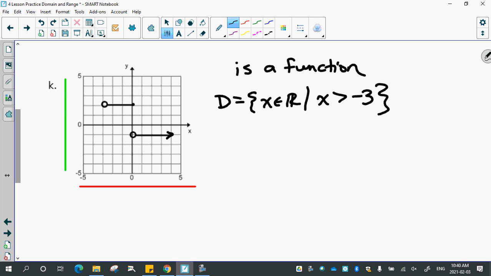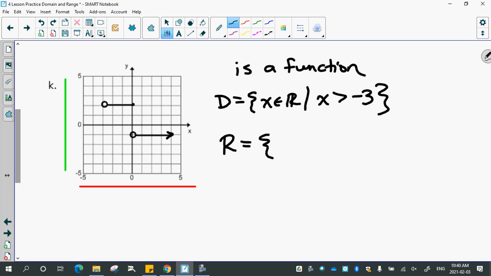My range, so I really want to use my red line, but I can't. My range, so imagine me coming up from the bottom. I'm not on the graph, I'm not on the graph, I'm not on the graph. At -1, I'm on the graph. Everyone agree? Not on the graph, not on the graph, not on the graph. 2, I'm on the graph. So there's only 2 values in my range, -1 and 2.